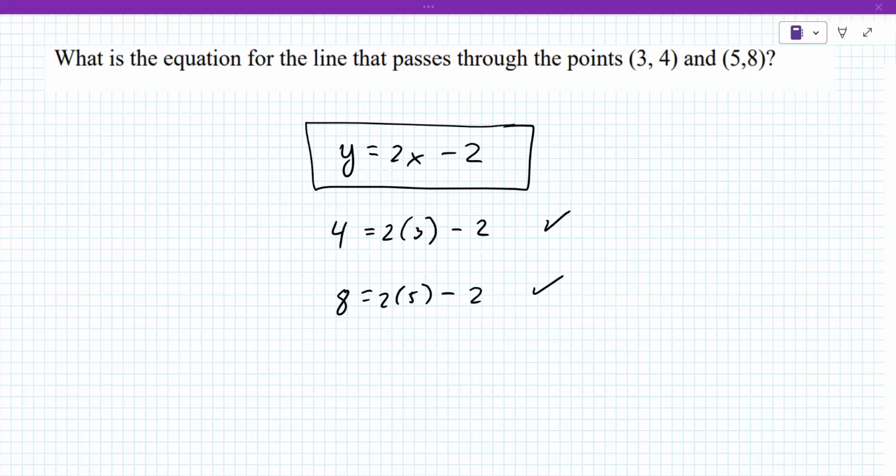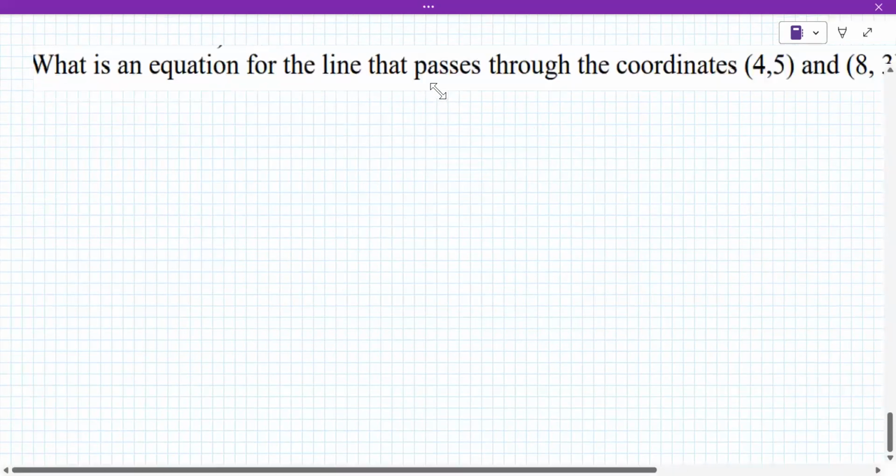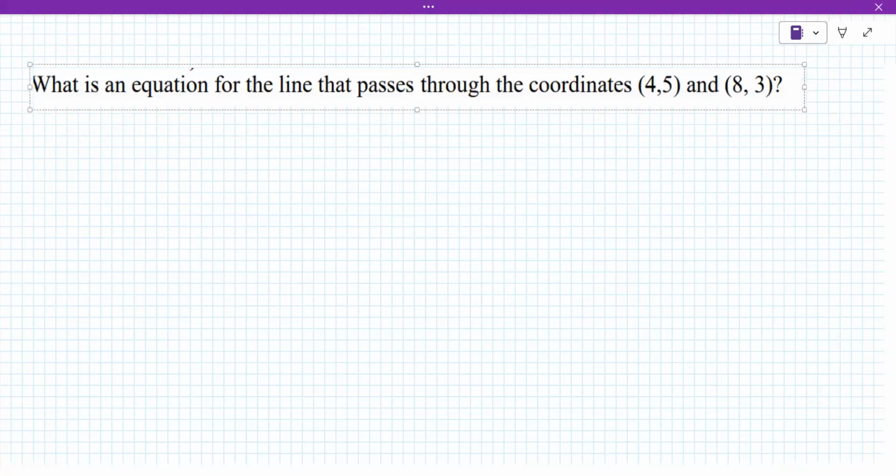All right. Let me find another problem. Actually, I'll have you work on this one while I find some more. So same thing. Go ahead and just give me the final equation. Here's your new one to work on here.